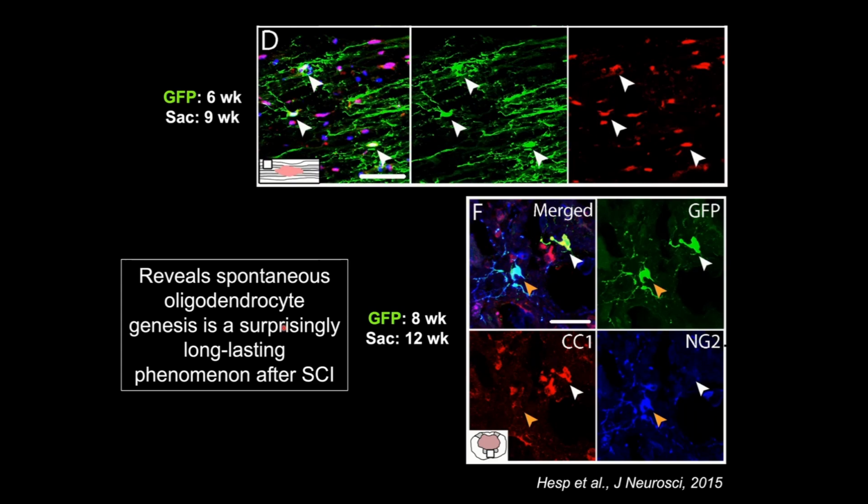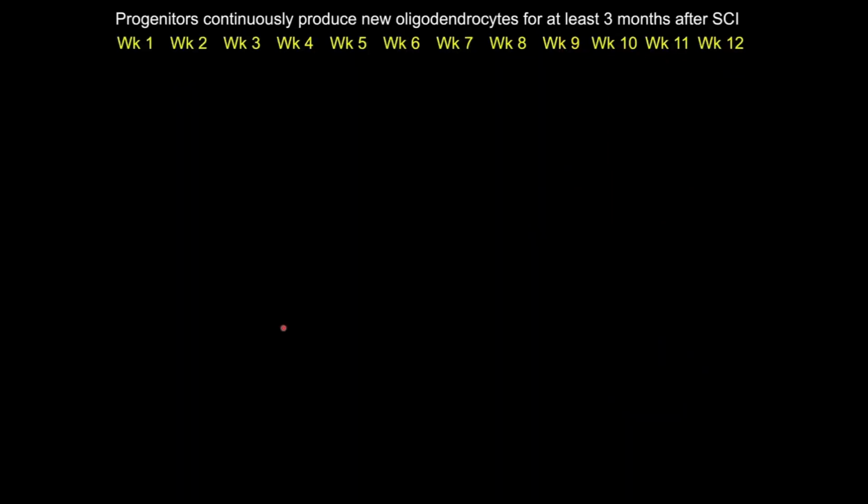When I was first trained in spinal cord injury, we were taught that the injury occurs, you have this response over the first couple weeks, and then things stabilize, and you don't get a lot of changes after that. So we actually thought in this GFP 8-week study that we wouldn't really see much change, but we did see evidence still of new oligodendrocytes being formed.